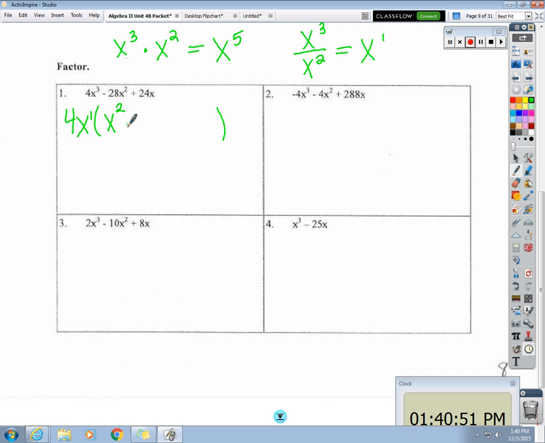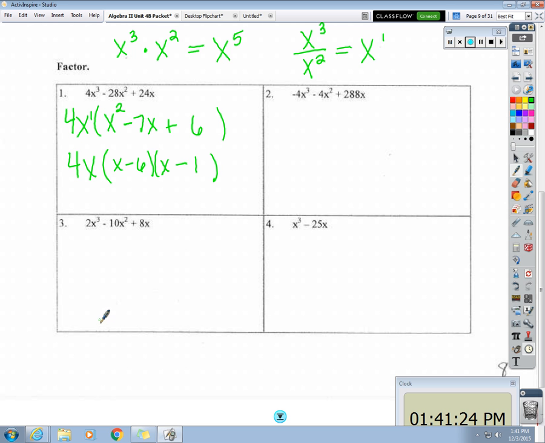And then bring down the minus. 28 divided by 4 is 7. x squared divided by x to the first is x to the first, because 2 minus 1 is 1. And then plus 24 divided by 4 is 6, and x divided by x is 1. And so 6 times 1 is still 6. Now we have a trinomial that we can factor using the bubble method. Okay, what are the numbers that are going to multiply to a positive 6 but add to a negative 7?